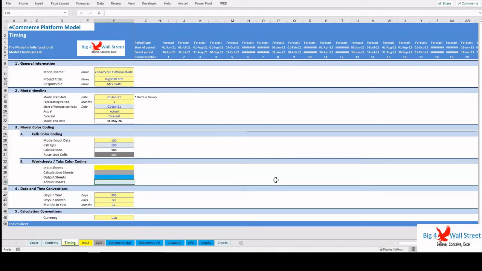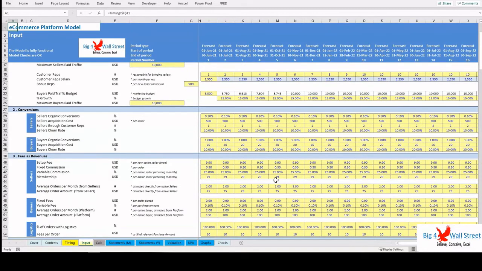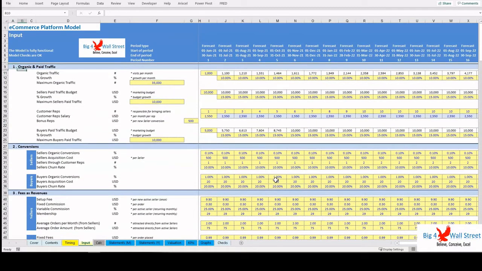Moving on to the Inputs tab, you can adjust the various assumptions of the model based on the specifications and requirements of your business. So effectively you can adjust the detailed revenue assumptions, and the user can amend the most important drivers such as organic traffic, paid traffic budget, customer reps, conversion rates, and fees for both sellers and buyers.